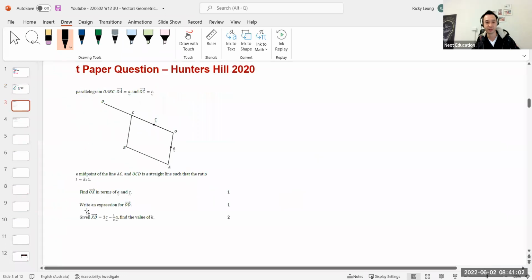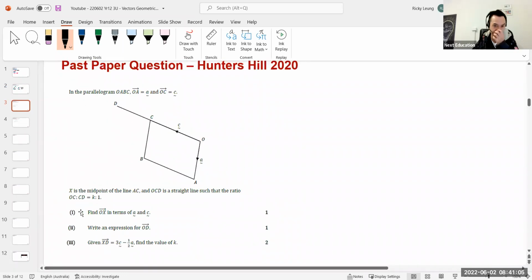Let's look at Hunter's Hill. Oh, okay. This one here, a bit more involved. Let's have a look. So 2020 Hunter's Hill. In the parallelogram here, this guy is OA. Where's OA here? All right, that's OA, that's A, good. OC is also given. Right, beautiful, that's these two, done. Now let's see. X is the midpoint of AC. Okay, so it's the diagonal. So X is the midpoint, so I'm just going to draw that. There's X.